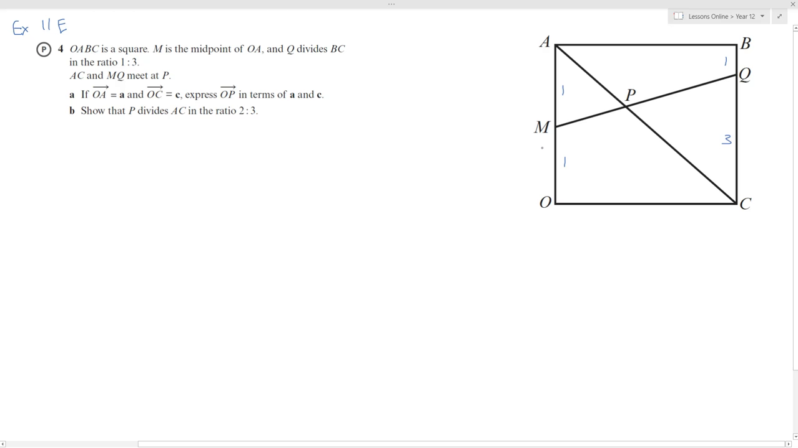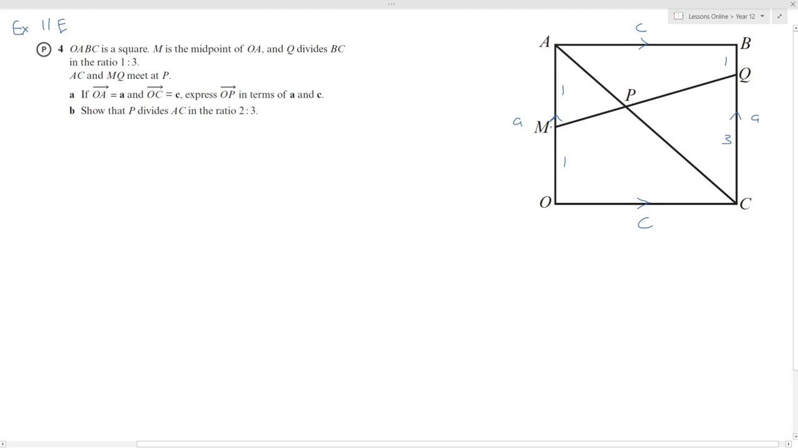AC and MQ meet at P. Now OA, let's put an arrow so we know we're traveling from O to A. It's given by A. That means C to B is also given by A. And OC is given by C, and that means that AB is also given by C. Let's put the arrow on there just to show which direction we're traveling in.